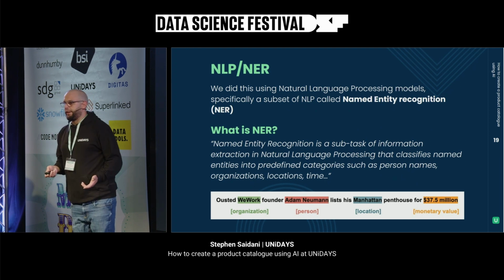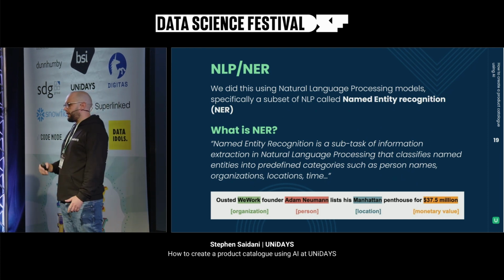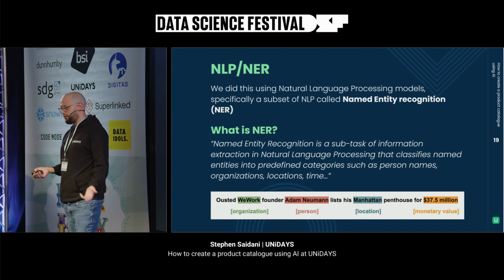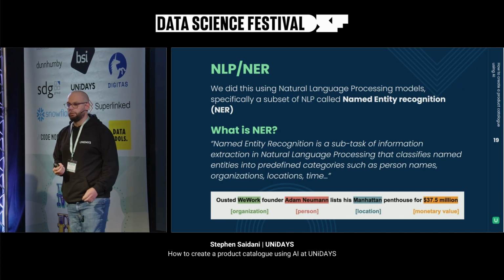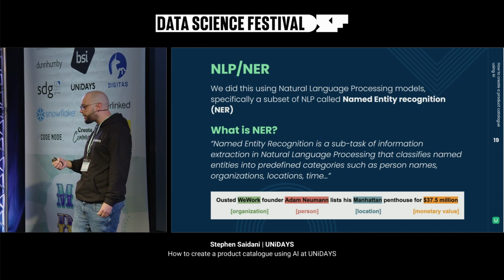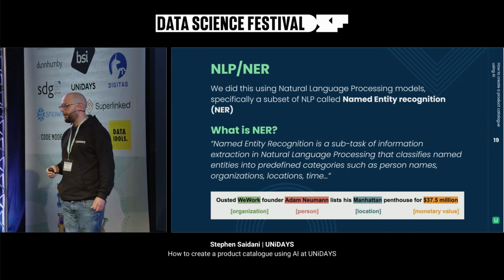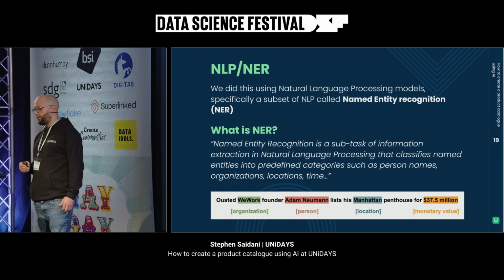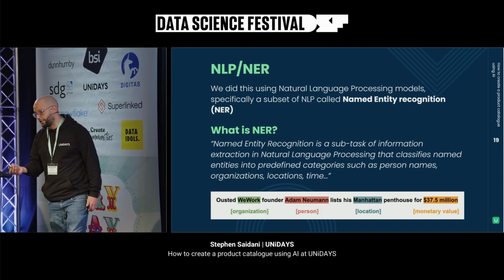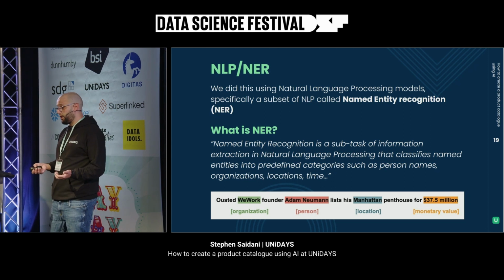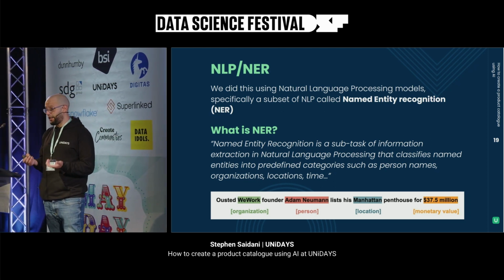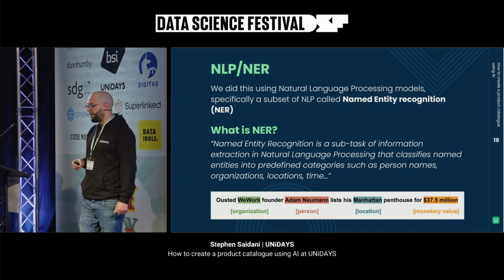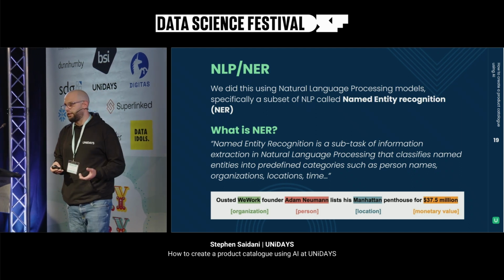So how did we go about doing this? We used a technique called named entity recognition, which is a subset of natural language processing. It looks to extract entities out of the text. In this example here, we've got: ousted WeWork founder Adam Neumann listed his Manhattan penthouse for $37.5 million. As we can see here, the organization is WeWork, Adam Neumann is a person, Manhattan is a location, and the monetary value is obviously 37.5 million. So that's what we wanted to try and do, but for a very custom set of data that's ours.